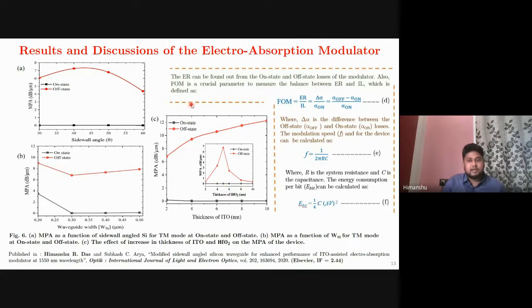So this extinction ratio and figure of merit can be calculated from this equation D. Here FOM is the figure of merit, which equals ER by IL, where ER is the extinction ratio and IL is the insertion loss at on state. This can be calculated if the insertion loss at off state and on state is known, which is signified by alpha off and alpha on, which is nothing but the IL at off state and the IL at on state. Now the modulation speed can be calculated from this equation E, where f equals 1 by 2 pi RC, where R is the resistance and C is the capacitance, and the energy consumption per bit can be calculated from this equation, that is Eb equals 1 by 4 C into delta V square, where delta V is the change in applied potential.